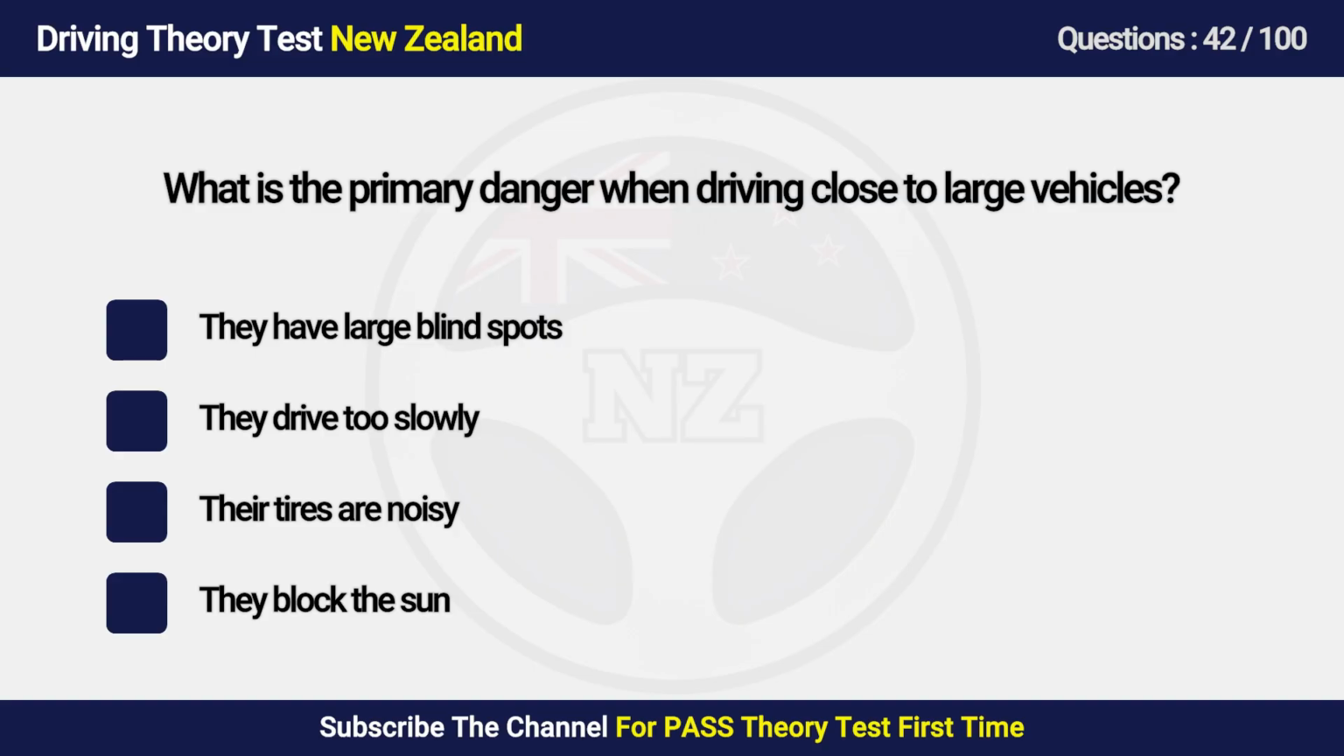A. They have large blind spots. B. They drive too slowly. C. Their tires are noisy. D. They block the sun.